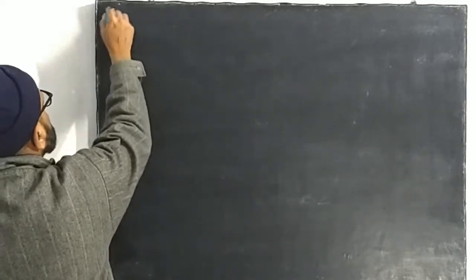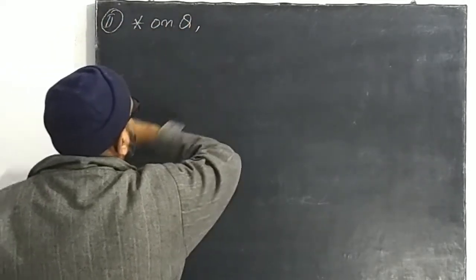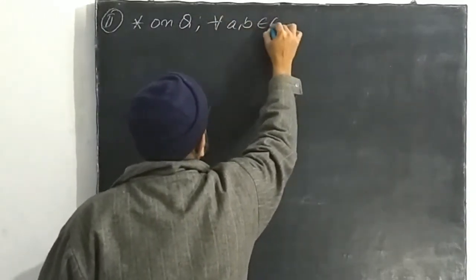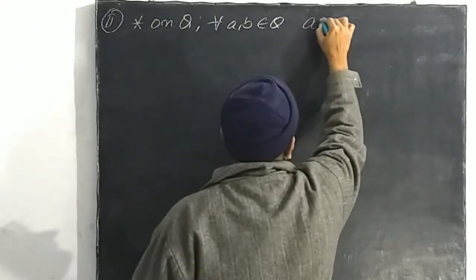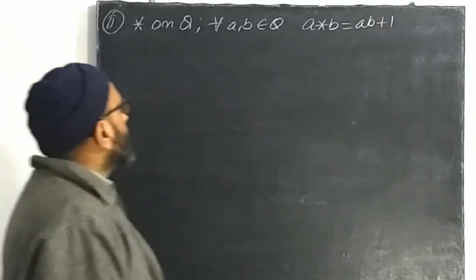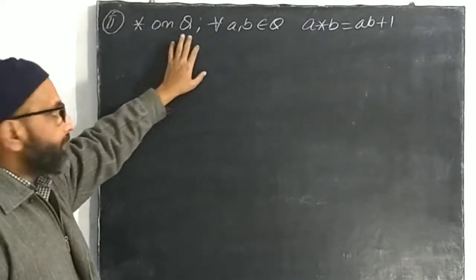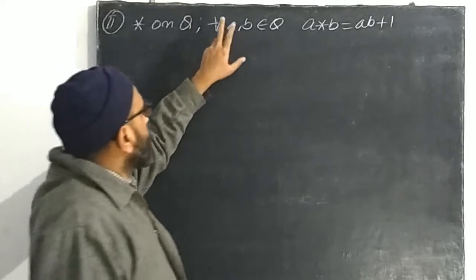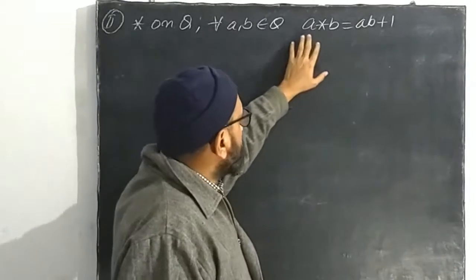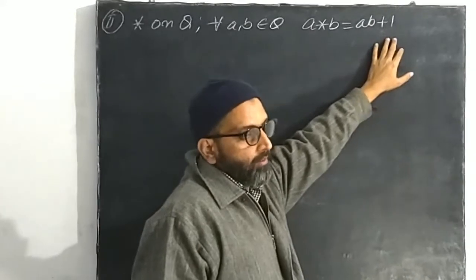Now let's take the second example, that is star defined on Q such that for all A, B belongs to Q, A star B is equal to AB plus 1. So star is an operation on Q. Q is the set of rational numbers, and for every two rational numbers A, B, A star B is defined as AB plus 1, that is the product of these two elements and 1 is added to that product.